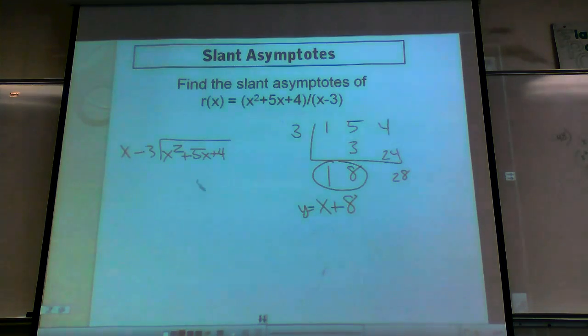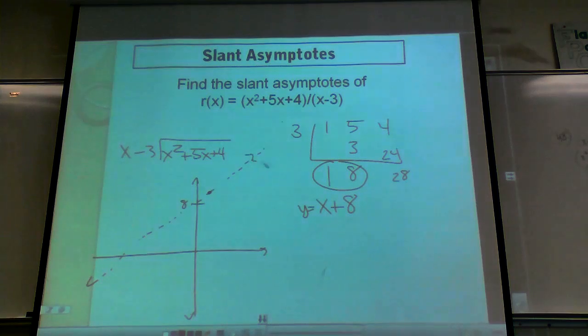Hopefully you guys can graph the line x plus 8. That's the line with a y-intercept of 8 and a slope of 1, so up 1 over 1. All right? So the graph should fit within that.